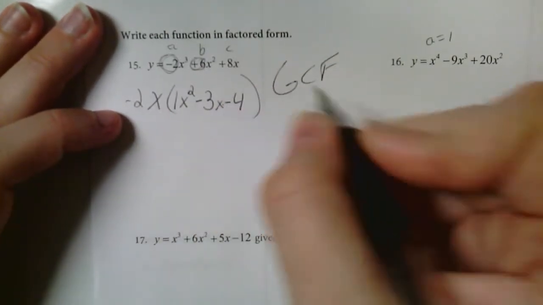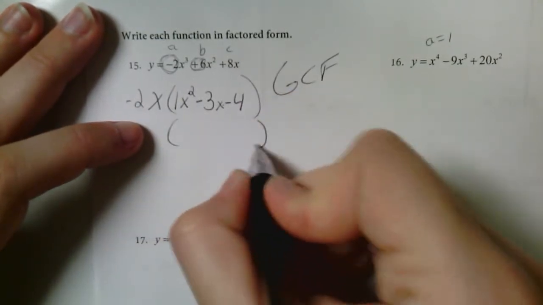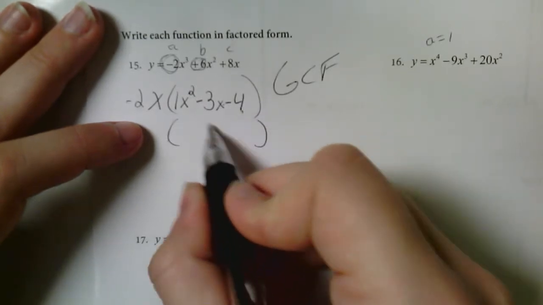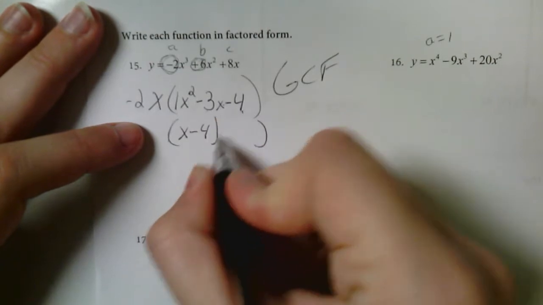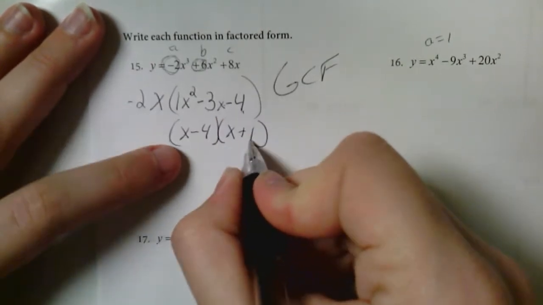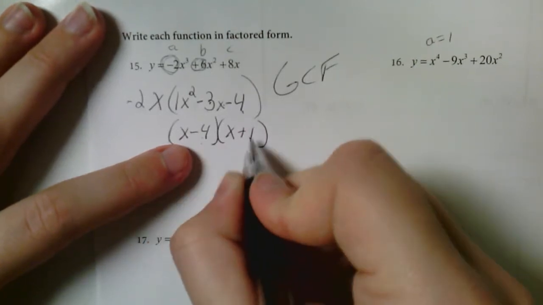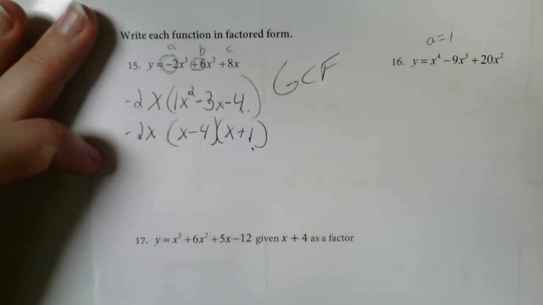Once you have that, not a huge fan of having the 1 written there, but for now I'll leave it there. You're going to ask yourself what numbers multiply to negative 4 but add to negative 3. That's going to be a negative 4 and a positive 1. Negative 4 plus 1, negative 3. Negative 4 times 1, negative 4. And then just don't forget your number out front. It is now factored, and that's all they kind of want you to do in this section.